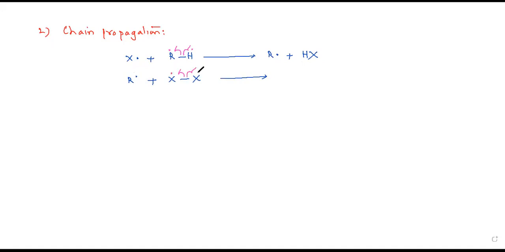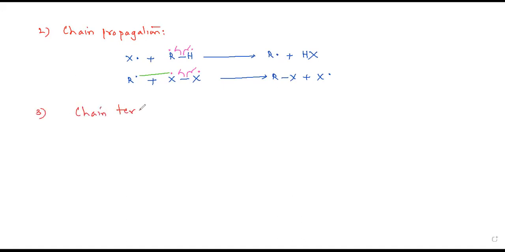Here you get this. Now in this step we get R-X plus the X free radical. Now this X free radical again goes into the first step. So simple: the halogen free radical combines with an alkane, and the alkyl free radical combines with a halogen. So this is chain propagation.